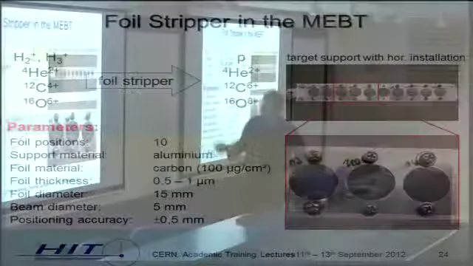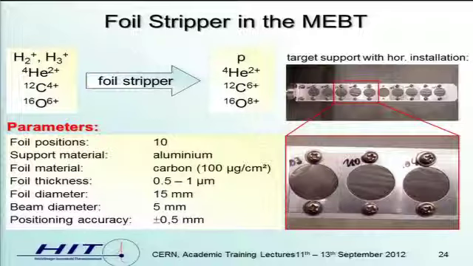How does it look like? It's a ladder with targets on it. These are carbon targets, so the foil material is about 100 microgram per centimeter squared. So the foil thickness is about half a micrometer, very thin. You can look through them.